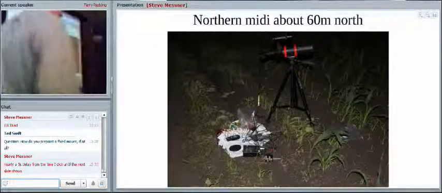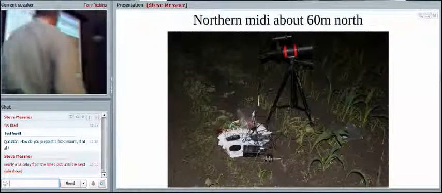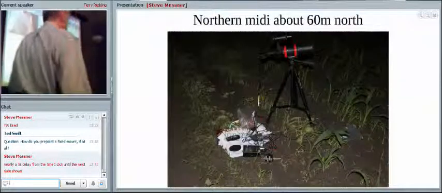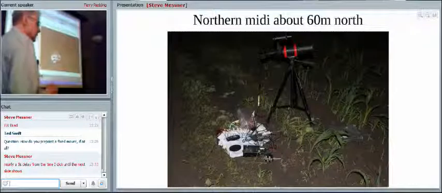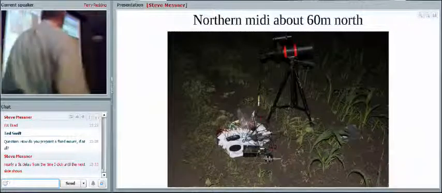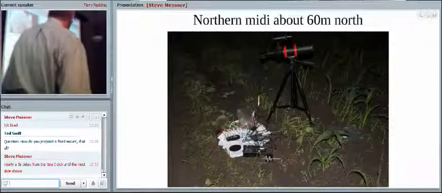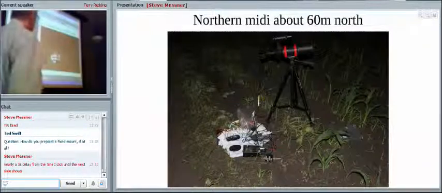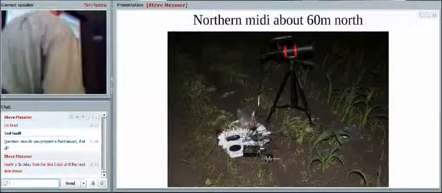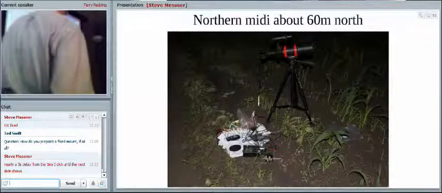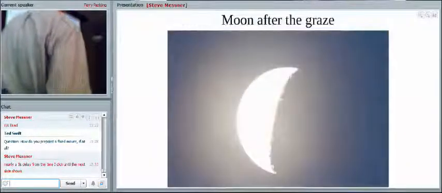And this just shows one of my middies. We set up, he set up his telescope near his car, which was at the best place we could get. We were able to get within 12 meters of the place I wanted. And then I set a middy about 60 meters north, and another one 60 meters south of where he was. Next slide.